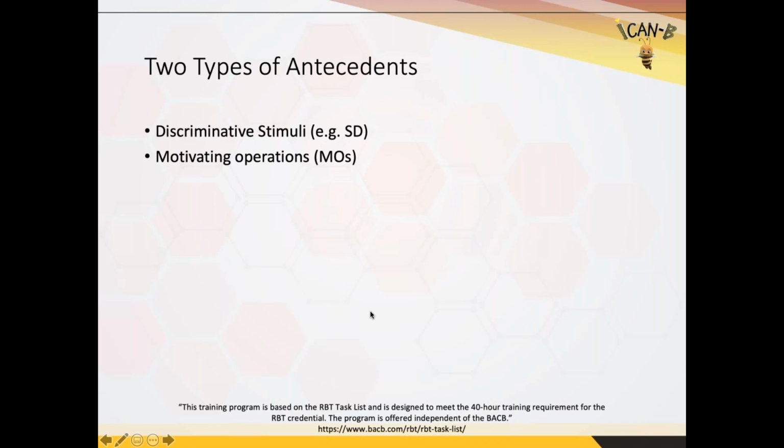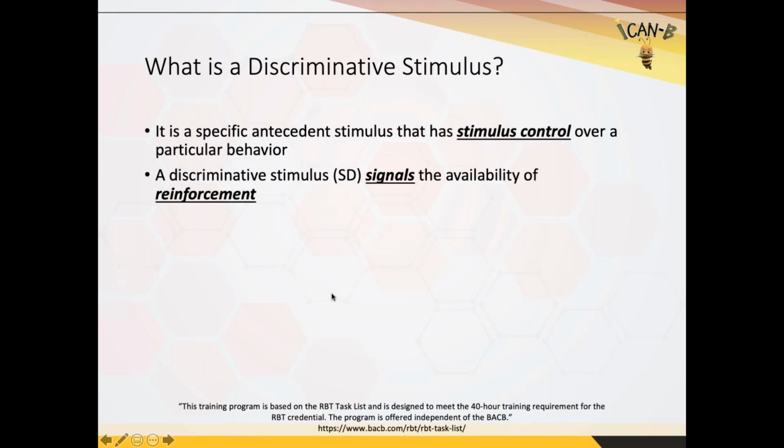All right, so we're going to talk about two types of antecedents. In the previous lesson, we talked about antecedents specifically. Now we're going to talk about discriminative stimuli, which is SD. Motivating operations will be the next video, but this is just to emphasize that these are the two types of antecedents. What is a discriminative stimulus?